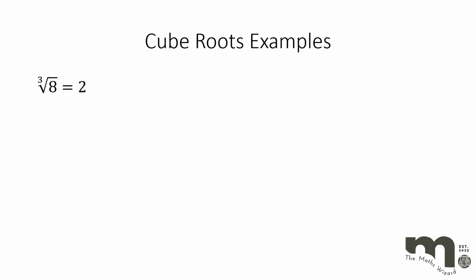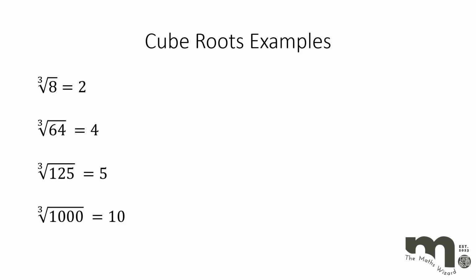So some other examples, cube root of 8 is 2 because you do 2 times 2 times 2 to get 8. Cube root of 64 is 4 because you do 4 times 4 times 4 to get 64. Cube root of 125 is 5 because you do 5 times 5 times 5. And then cube root of 1000 is 10 because you do 10 times 10 times 10.